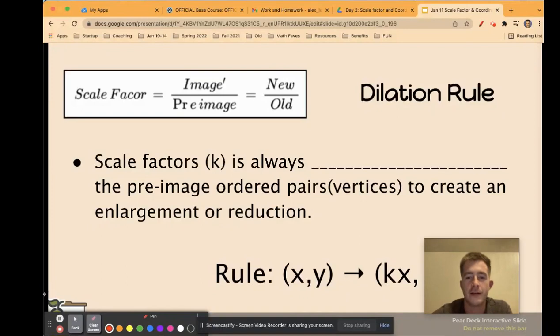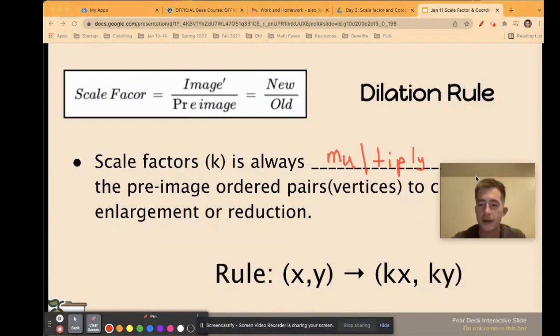Dilation rule. Scale factor is always multiplying. All right, that is key for this unit. We're not adding, we're not subtracting, we're not dividing, we are only multiplying times the scale factor. Whenever you see that word scale factor, we automatically know we multiplied by something. Multiplying the pre-image ordered pairs or vertices to create an enlargement or reduction.